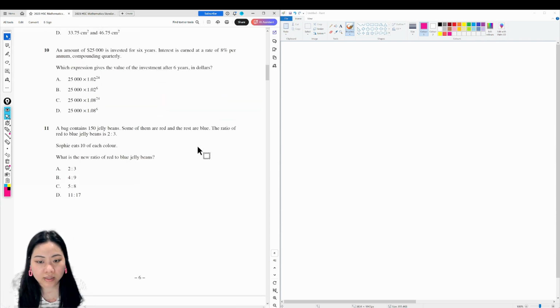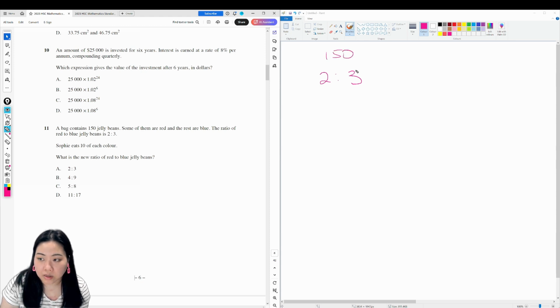11. A bag contains 150 jelly beans. Some of them are red and the rest are blue. The ratio of red to blue jelly beans is 2 to 3. Sophie eats 10 of each. What is the new ratio of red to blue jelly beans? Let's see. 2 to 3 with 150 jelly beans. That means 2 parts to 3 parts.